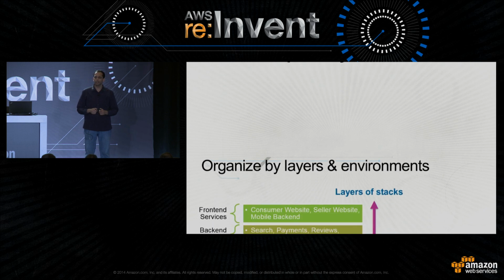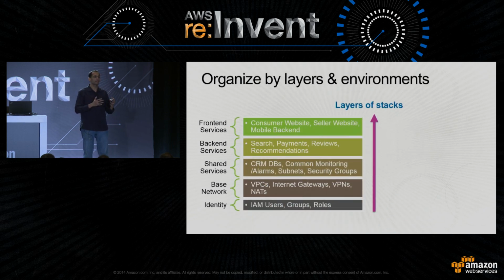The first one is to think in terms of layers and environments. When you think about your AWS resources, they're very different. Their life cycles are different. The base network is not going to change as often as some of the front-end applications. So if their life cycle is different, they probably belong to a different layer of stacks. If the ownership is different, if a network admin manages the network stack and a web developer manages the front end, they probably belong to a separate stack.